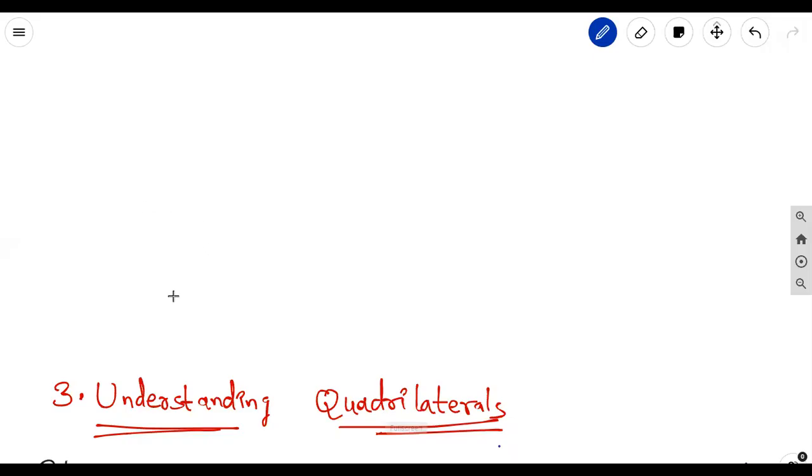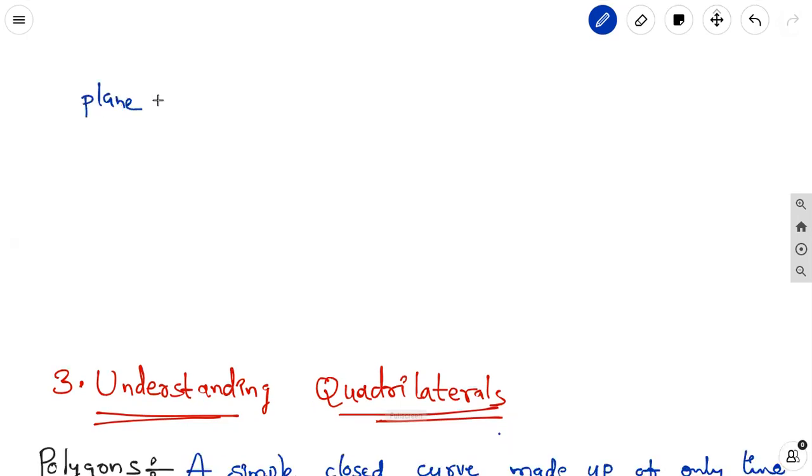Let us discuss the third chapter, understanding quadrilaterals. Understanding quadrilaterals means, here first we can take the example of plain paper. Plain paper is a plain surface. It is a surface, that is, one surface. It is a two-dimensional surface.